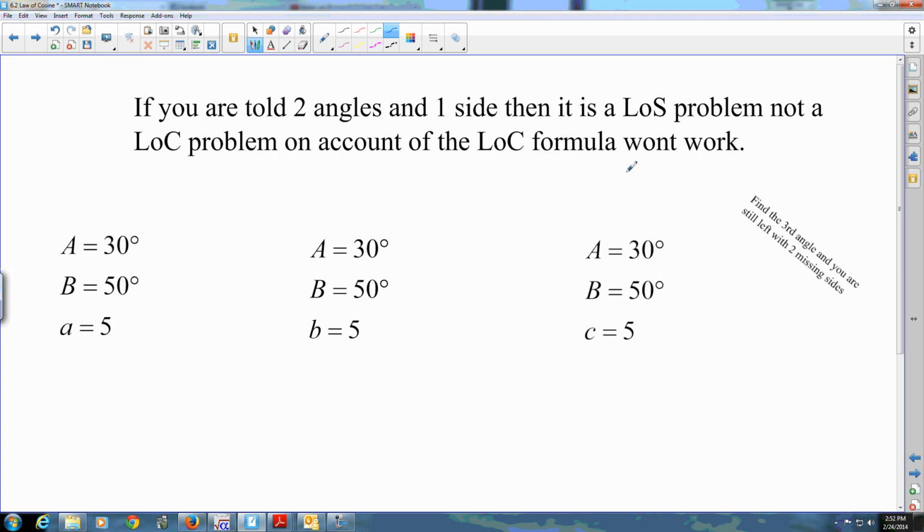Next one, if you're told two angles and a side, then it's going to be a law of sine problem, not a law of cosine problem. The law of cosine just won't work.